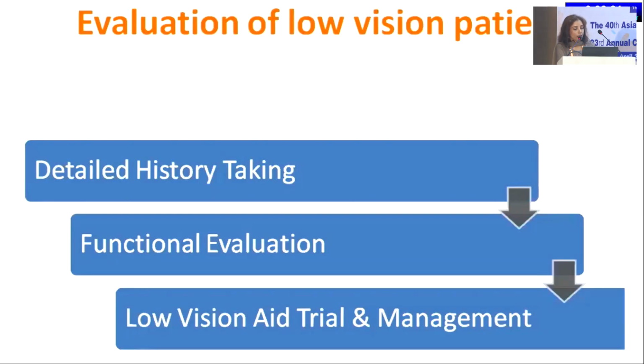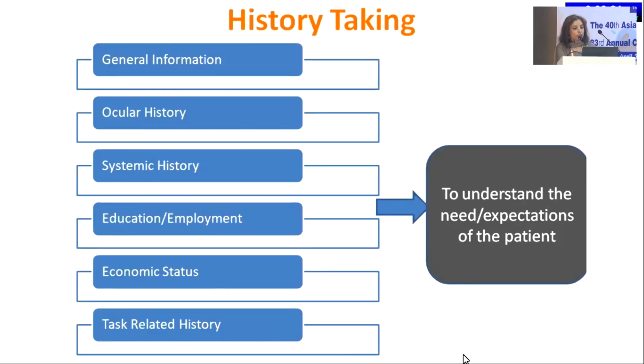So first, in the evaluation of low vision patients, we have to do a proper detailed history taking. Functional evaluation has to be done, and then the low vision trial and management has to be done. When we talk about history taking, it has to be the general information, something about the birth history and all, then the ocular history, the systemic history, whether the patient has any comorbidities or anything, the class in which the kid is going, the employment or the requirement of his job description. All these needs to be taken into account.